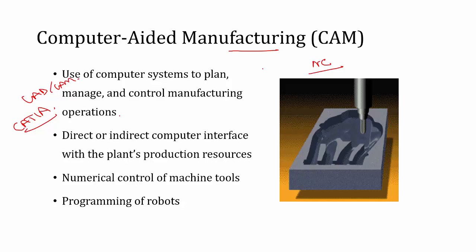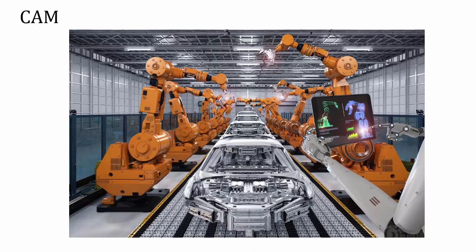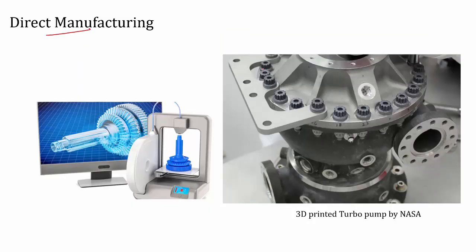Nowadays in industries people are using robots for computer aided manufacturing. They give the code and integrate the CAD software with their robots, and the robot will automatically manufacture the components. Then direct manufacturing, in the sense, is 3D printing. Recently NASA has printed a 3D turbo pump and the testing is under process. 3D printing means we directly integrate the 3D printer with our computer, and from the software it gets the model and directly manufactures the product. This is the advancement of digital manufacturing.